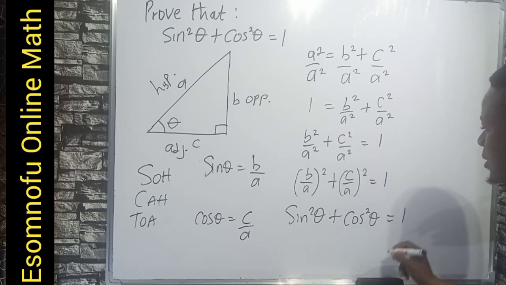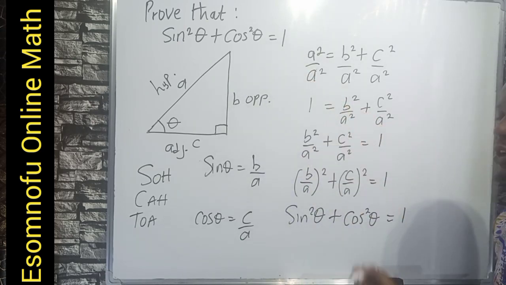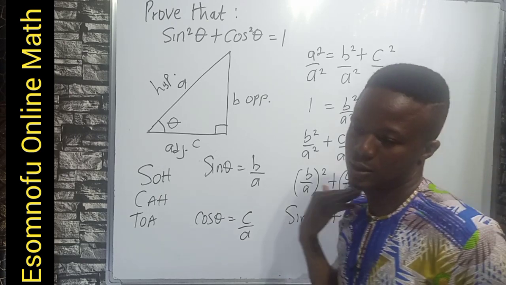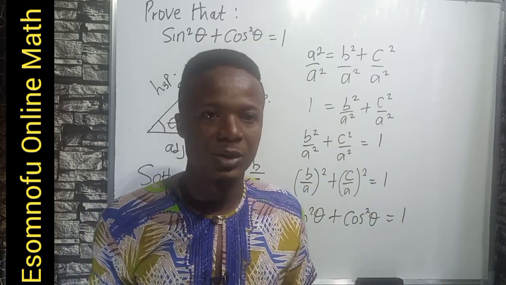Equal to 1. So you've seen that we have proved it that in all cases sin² theta plus cos² theta must, not even will, must always give you 1.